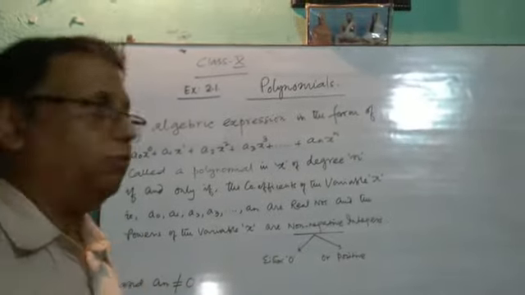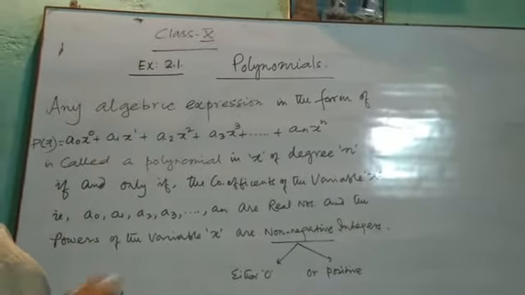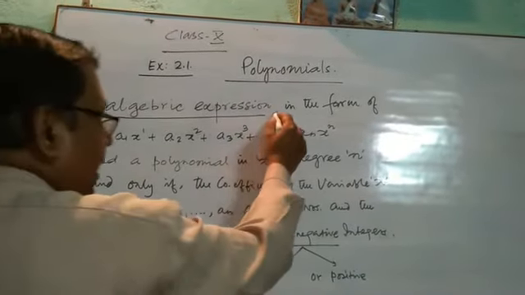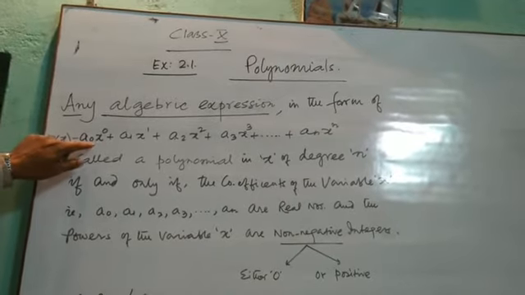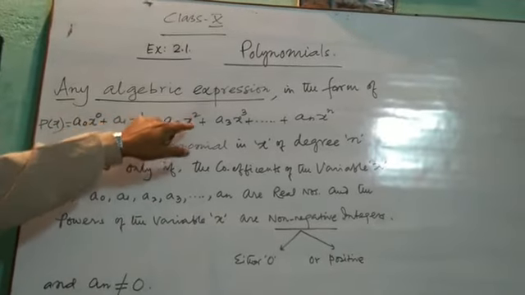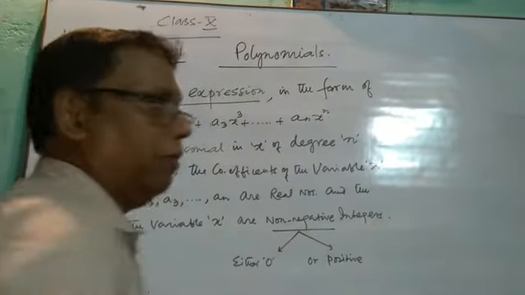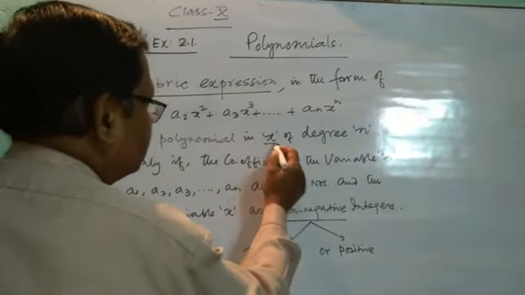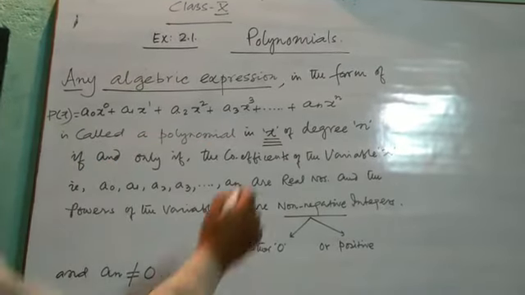Now, what is polynomial? I have written on the board, any algebraic expression in the form of P(x) equals a0 x to the power 0 plus a1 x to the power 1 plus a2 x to the power 2 plus a3 x to the power 3 plus dot dot dot plus an x to the power n is called a polynomial in x. The variable here is x. It is a polynomial in x variable of degree n.